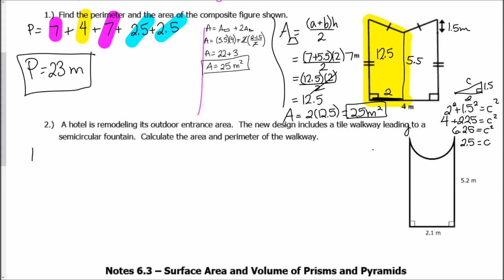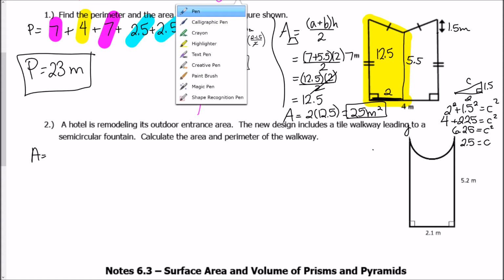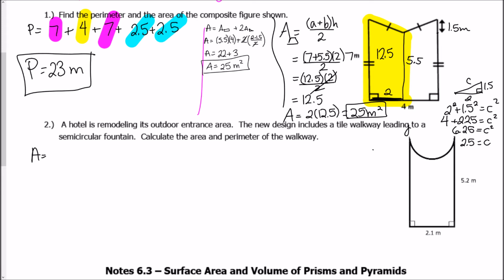So let's do the area first. So to find the area, if you guys notice this time, it wouldn't make sense to add figures together. It would make more sense to subtract them. So if you notice, we have a rectangle, okay? But part of the rectangle is missing, and the part that's missing is a semicircle right here.